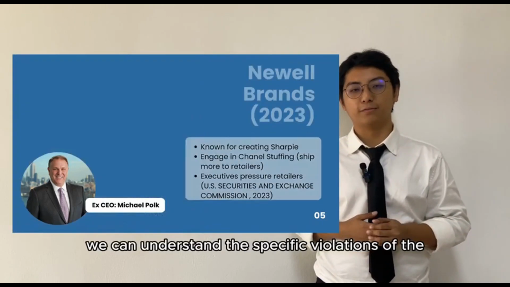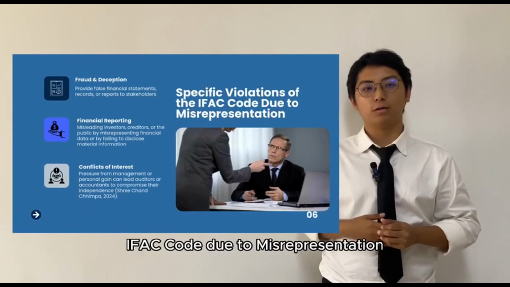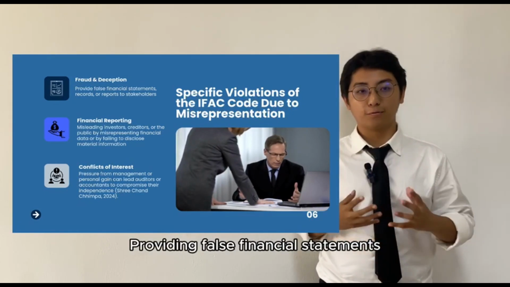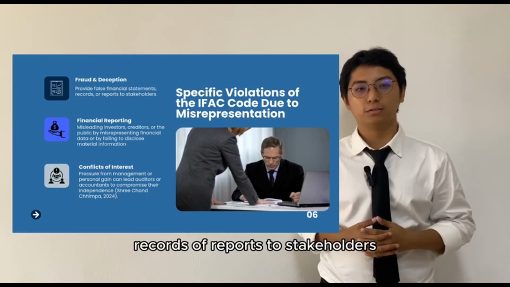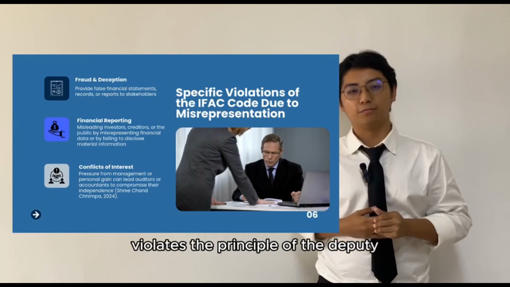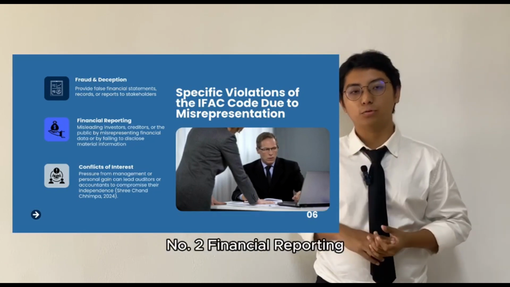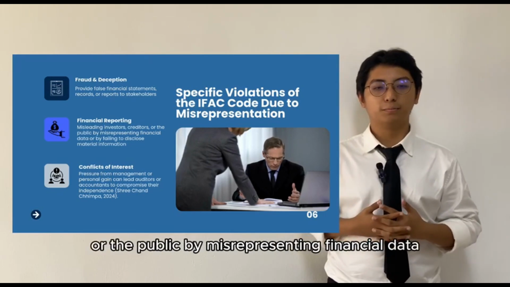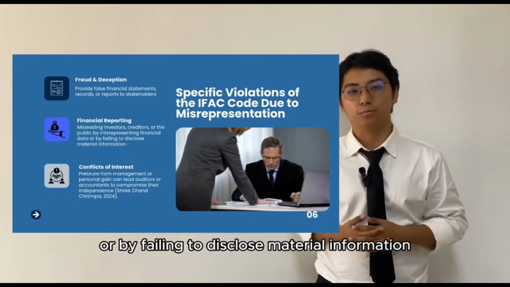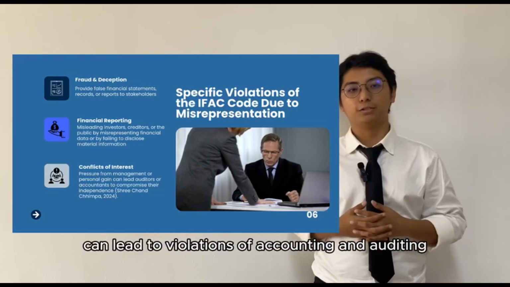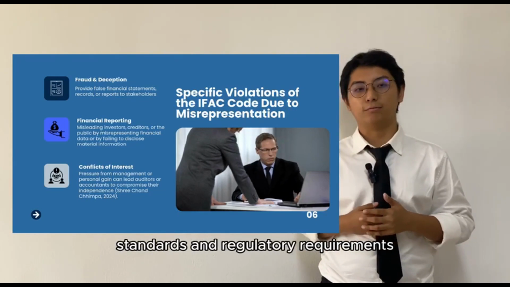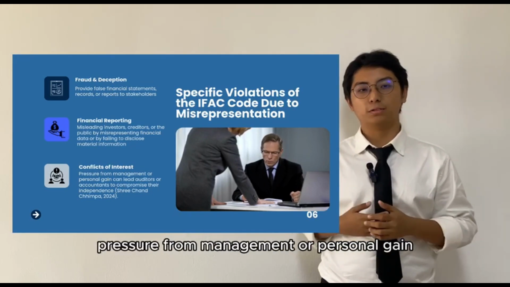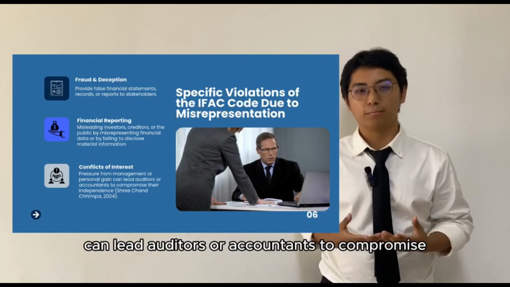Through this, we can understand the specific violations of the IFAC code due to misrepresentation. Number one, fraud and deception. Providing false financial statements, records or reports to stakeholders violates the principle of integrity and professional behavior. Number two, financial reporting. Misleading investors, creditors, or the public by misrepresenting financial data or by failing to disclose material information can lead to violations of accounting and auditing standards and regulatory requirements. Number three, conflict of interest. Pressure from management or personal gain can lead auditors or accountants to compromise their independence.